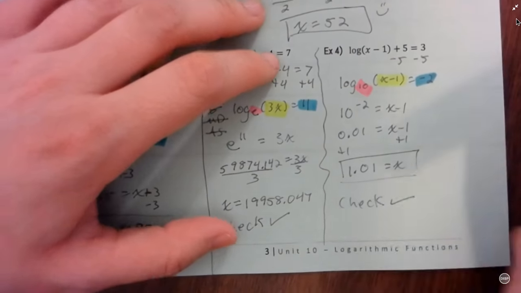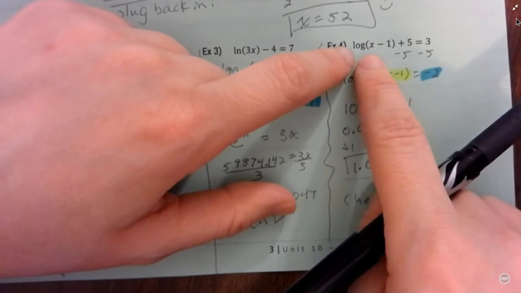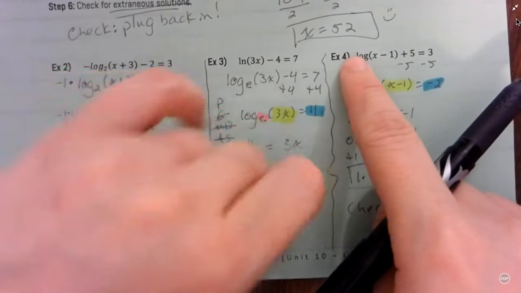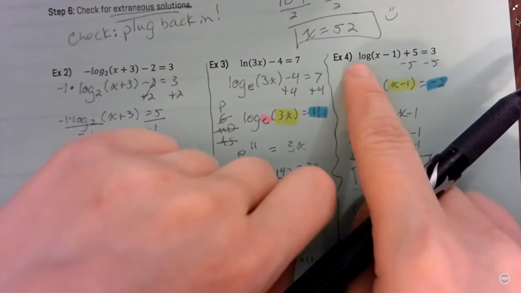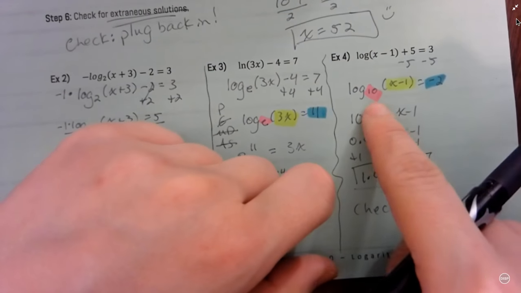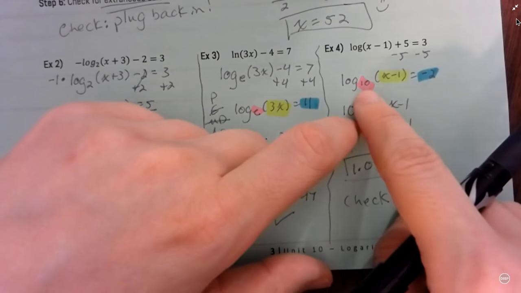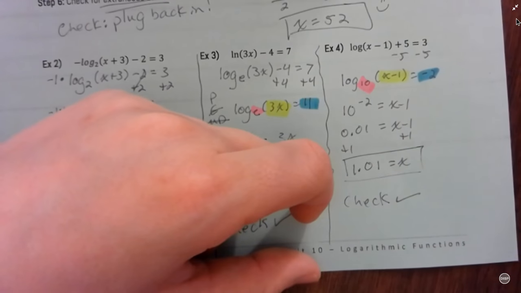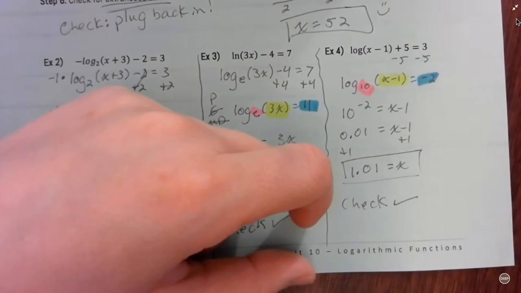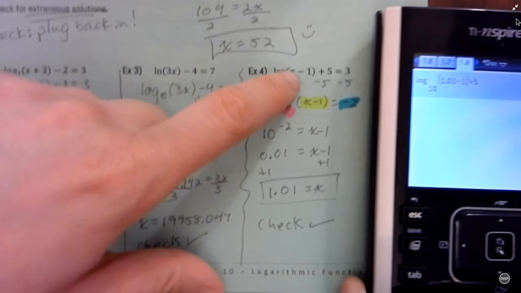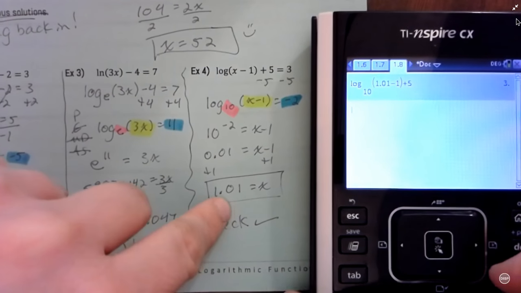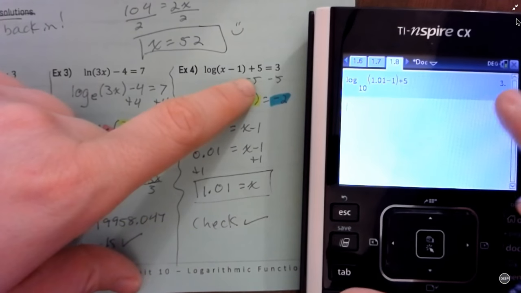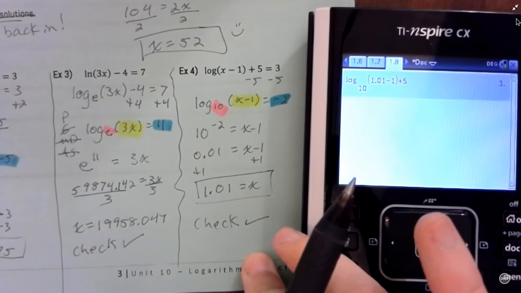And then example 4, remember that if there's no base written, it is automatically base 10, assuming the word log is there. Now if it's ln, it's base e, but if it's log and there's no base, it is base 10. So then you're doing 10 to the power of negative 2 equals x minus 1, and you get x equals 1.01, or 1 1/100th. And when I plug that back in, and again, I did not round it because it's a fairly short number, I do get exactly 3. So that's a true solution. It is not extraneous.